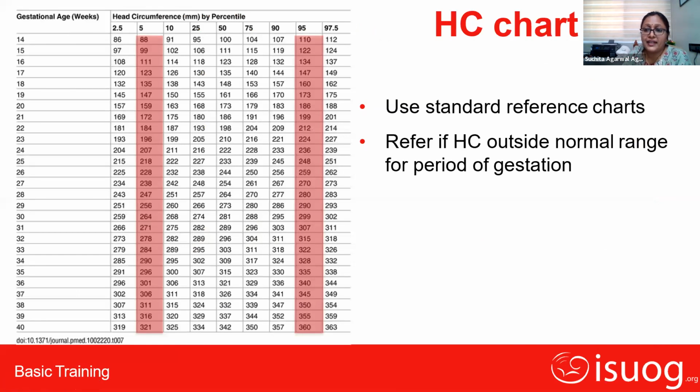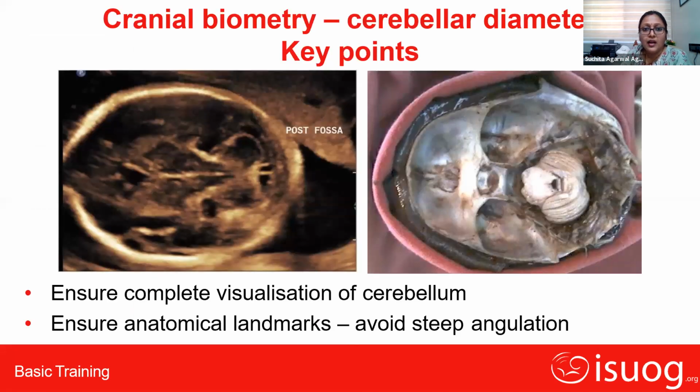So we can use the standard reference charts, and if the head circumference is outside the normal range, then we need to refer it to the higher centers. This can be taken from the GE machine itself, or we have Fetal Medicine Foundation charts also. We can compare it and see whether it comes under below fifth centile or it is more.